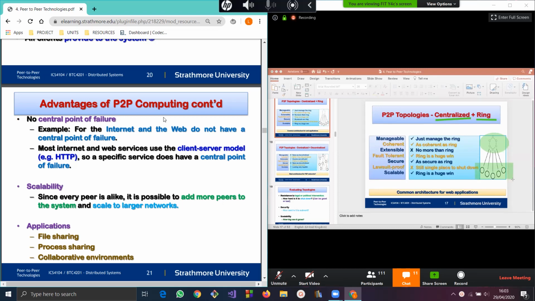Okay, remember the ring had some very nice advantages. And now each one can be connected to another set, so they can also form several rings. So you end up saying that in terms of this: manageable, just manage the ring; coherent as the ring; extensible, no more than the ring. So we can extend, but as long as the ring brings the limiting factors. If it's bigger, then we have capability.